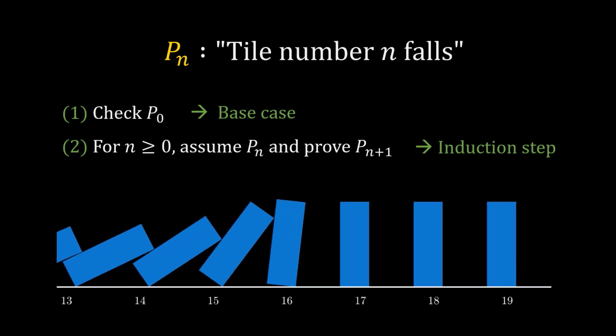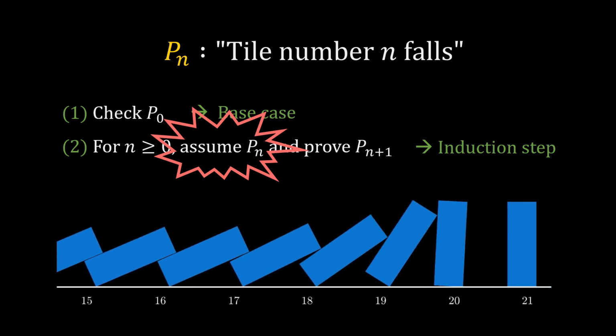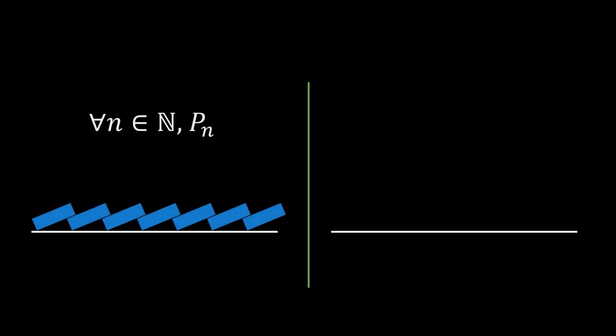Wait a minute. How come we assume that Pn is true when this is what we want to prove? The answer is that these are two completely different things. On one side there is "for all integers n, Pn is true," meaning all the tiles fall, which is our final target. On the other side we have "for all integers n, Pn implies Pn+1," which means that if a tile falls, it causes the next one to fall. This does not necessarily mean that tile number n falls.